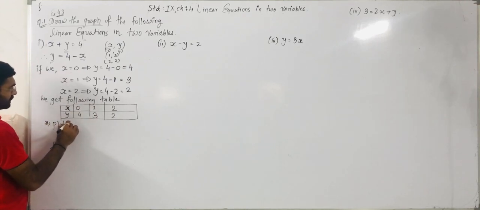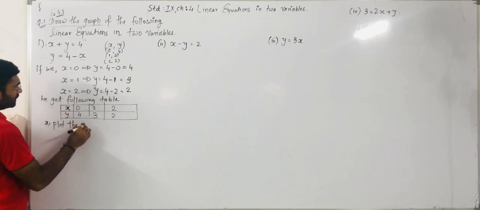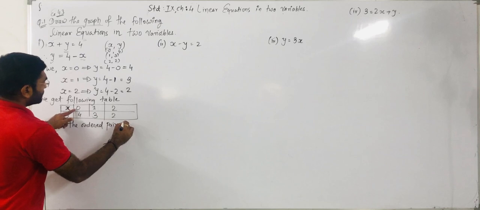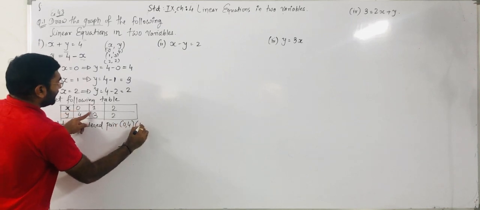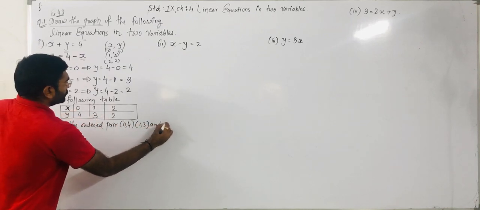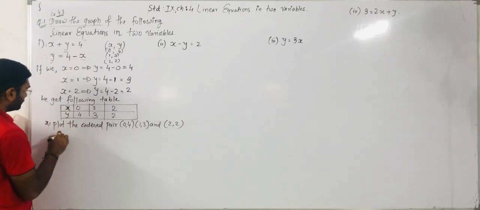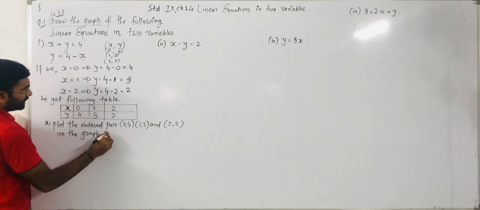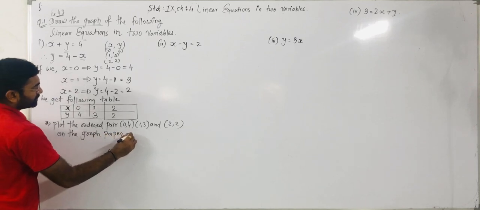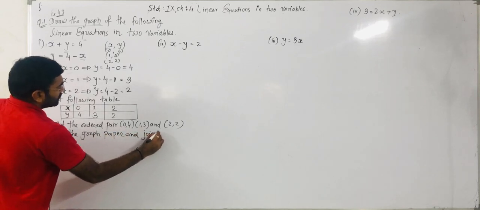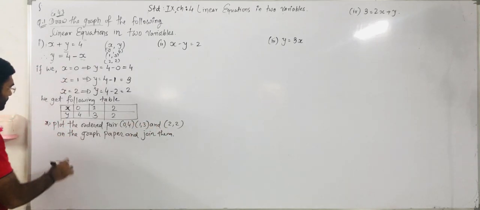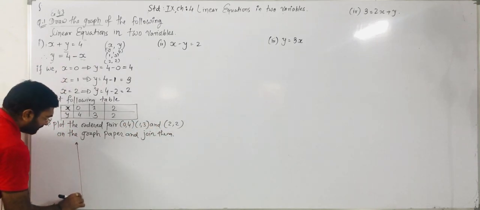Plot the ordered pairs (0, 4), (1, 3) and (2, 2) on the graph paper, and join them. So all these 3 points you have to join. So we plot the graph here.